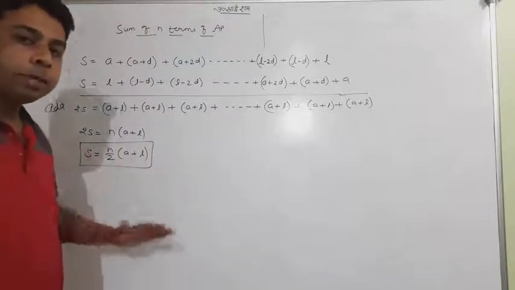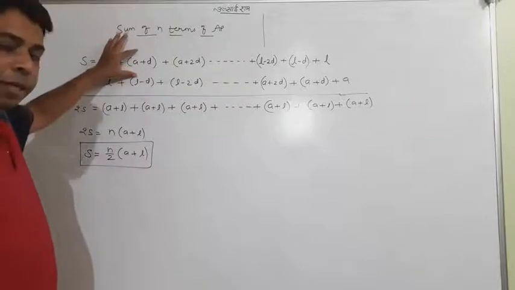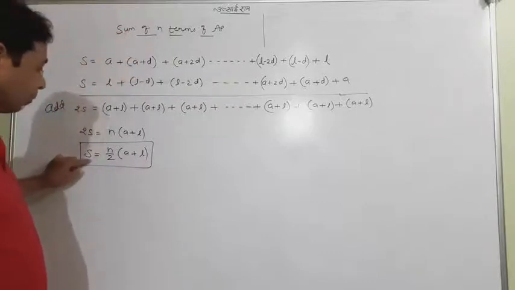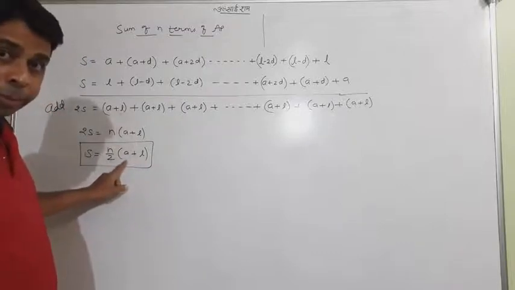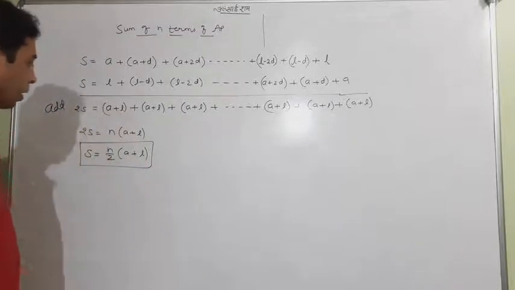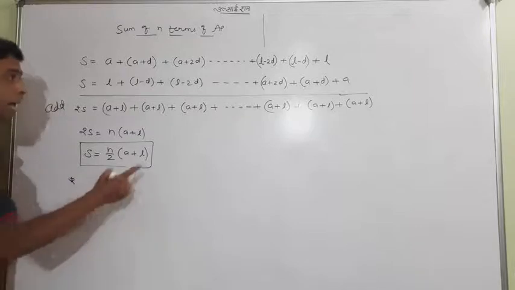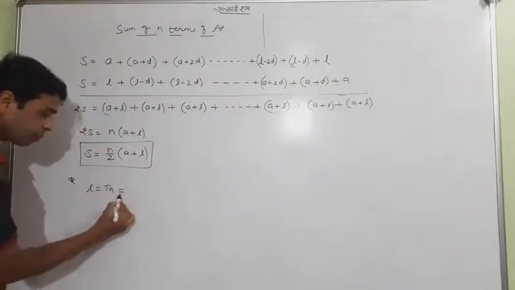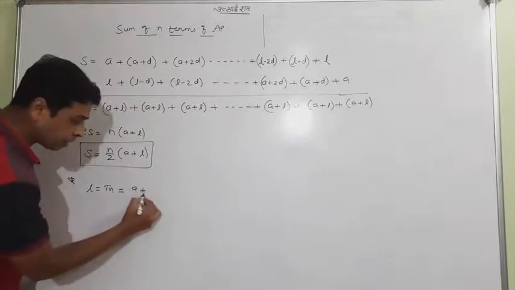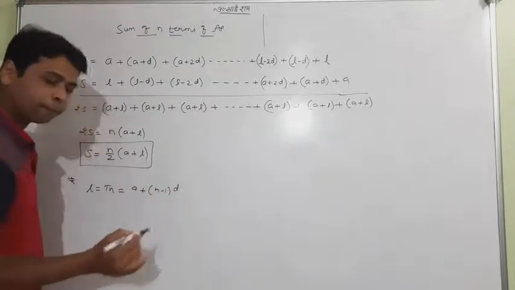So keep in mind, this is the formula of the sum of n terms of any AP in the form of L. L means last term, A is the first term, n is the number of terms. You also know L and Tn are the same, and this means A plus n minus 1 into D.